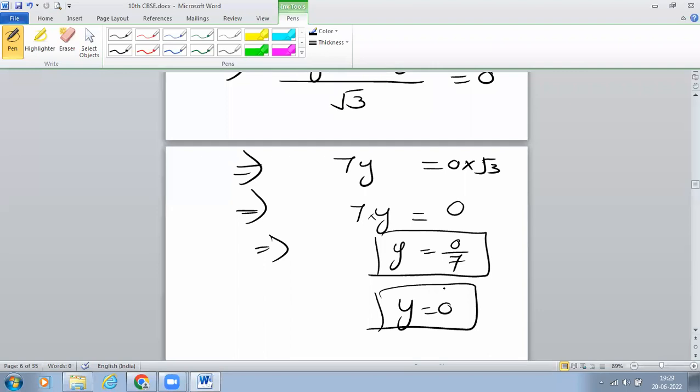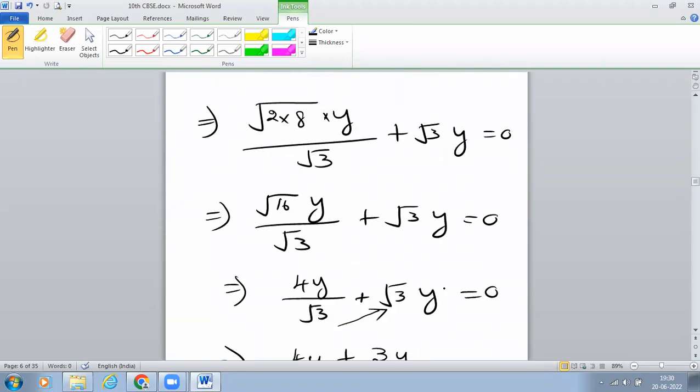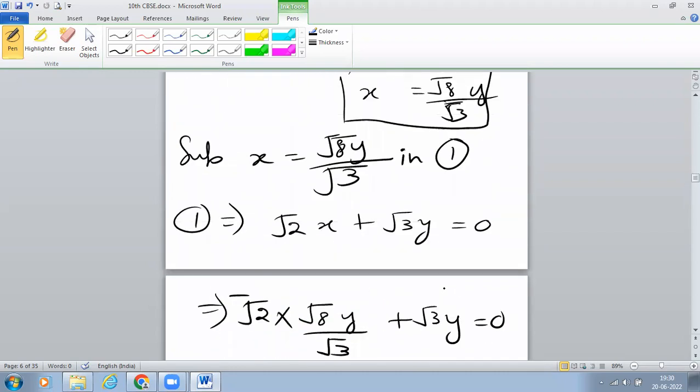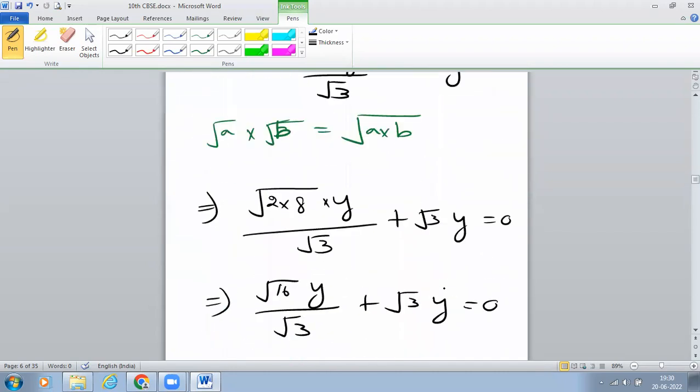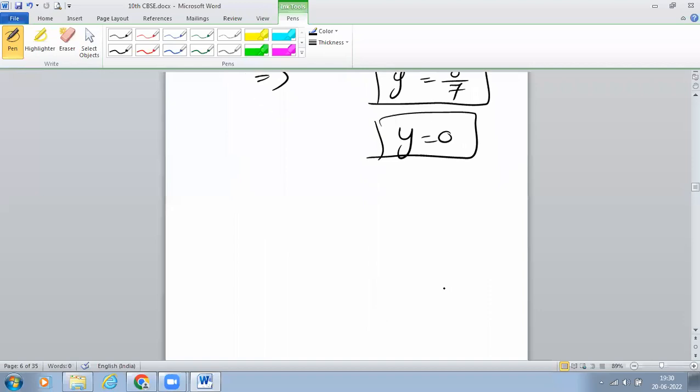Completed, sir. Okay, now we have to substitute the value of y is equal to 0 in any equation, that is equation number 1 or 2, to find the value of another variable, that is x. So I'm going to substitute in equation number 1, substituting y is equal to 0 in equation number 1.